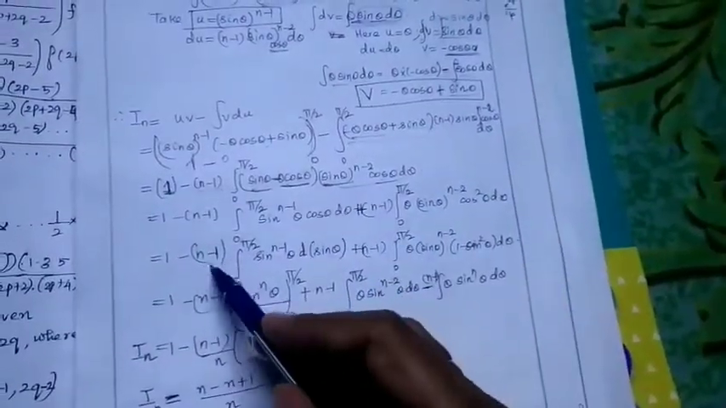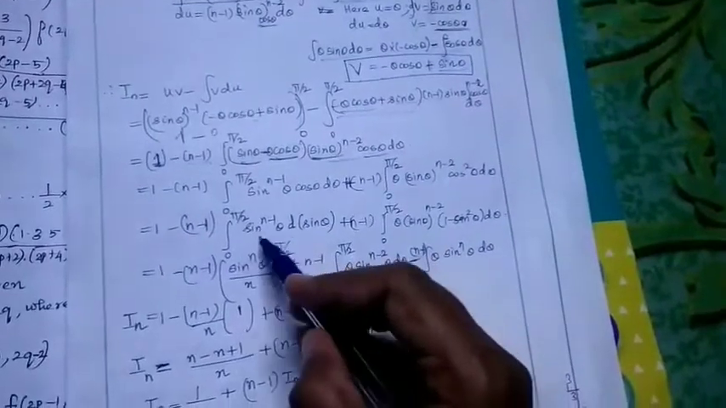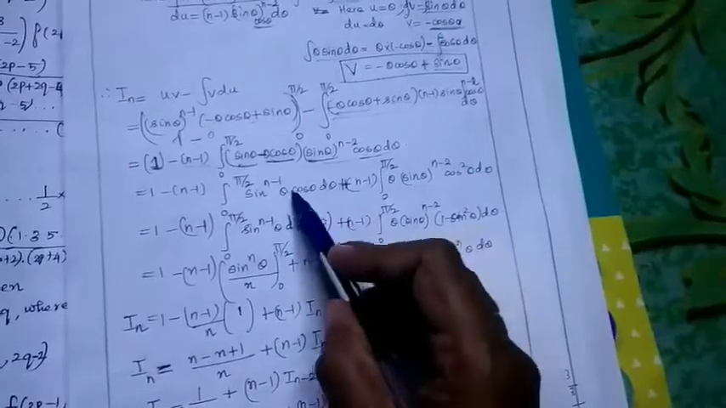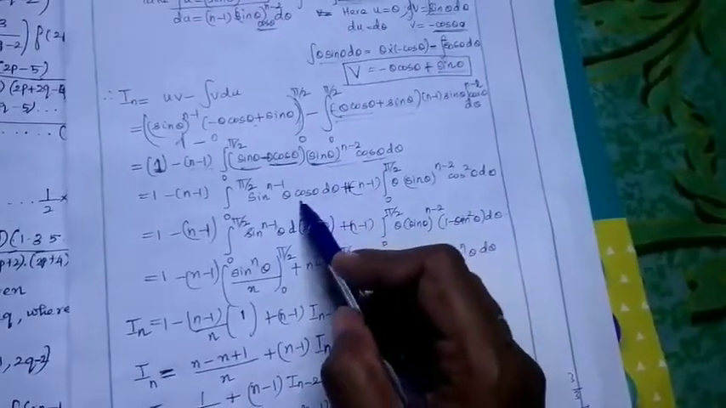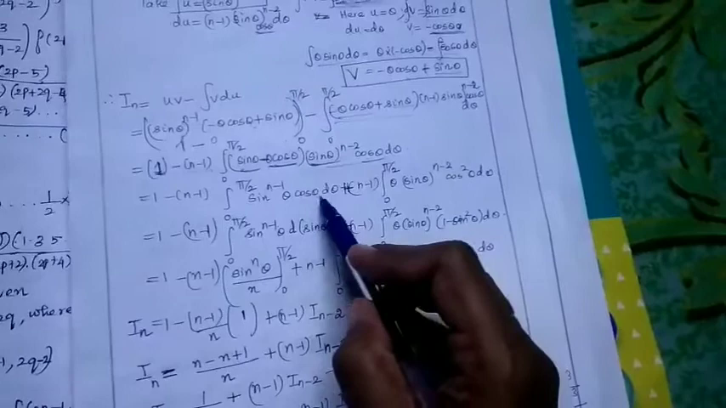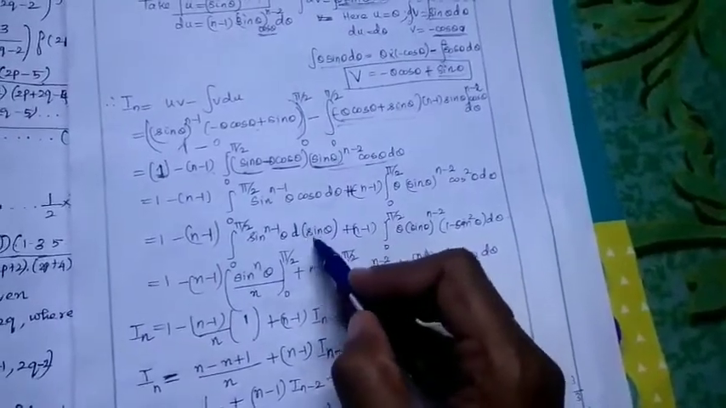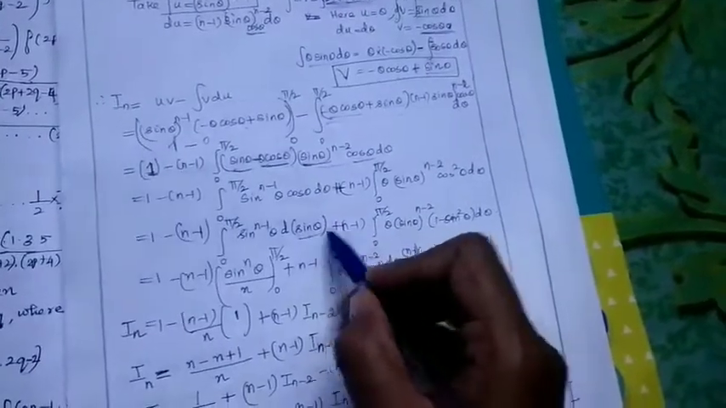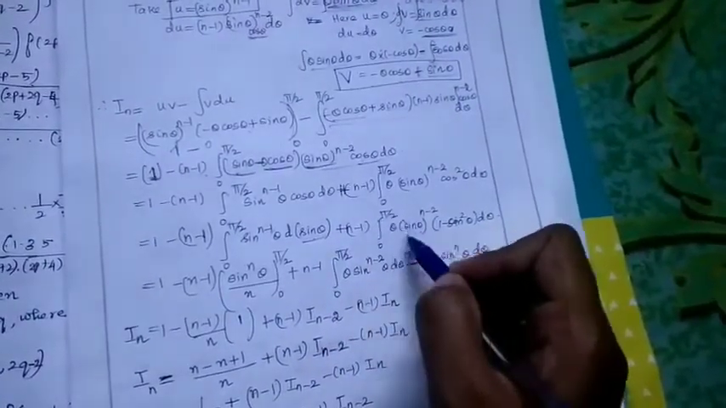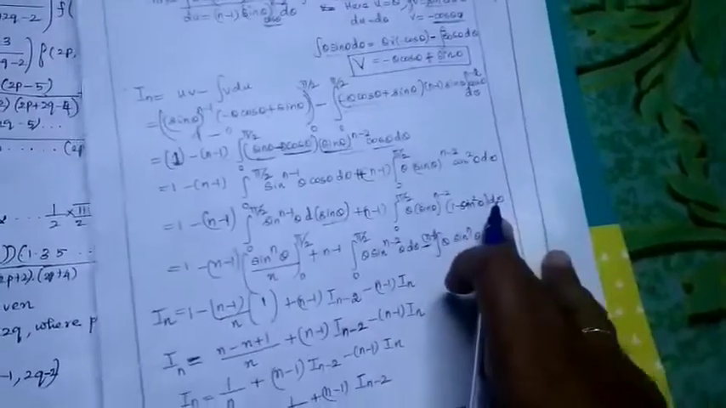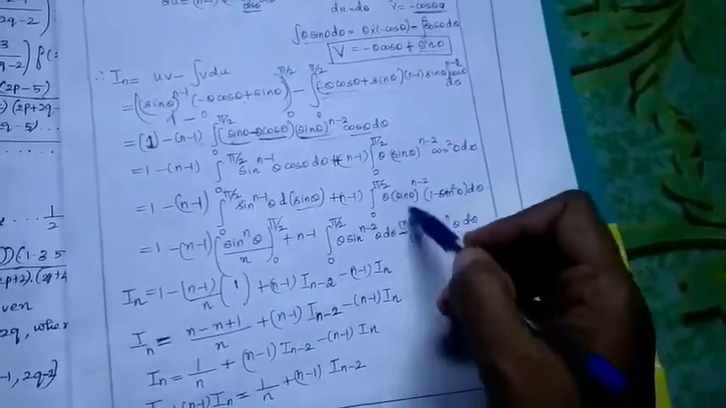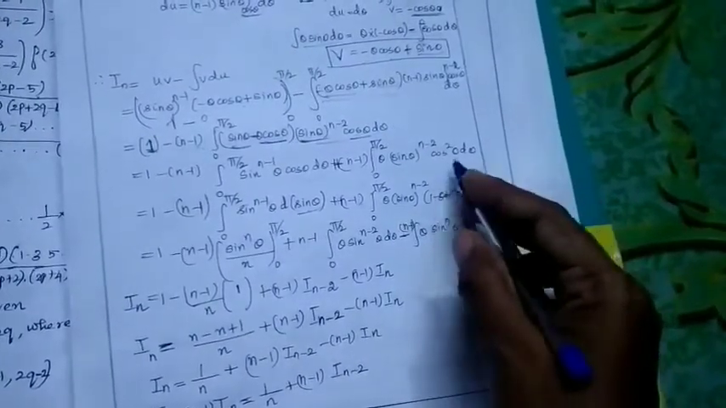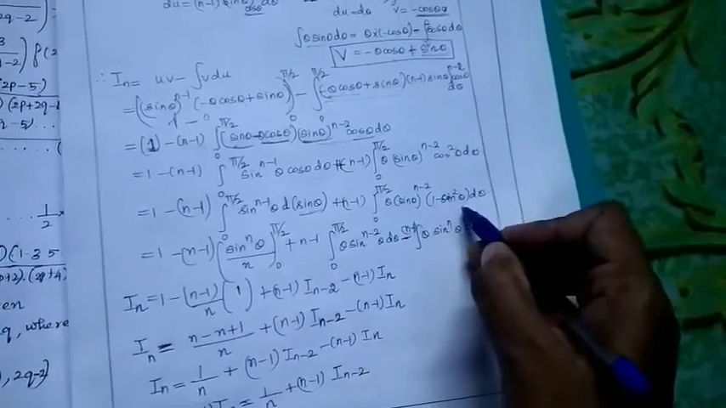right? So 1 minus n minus 1 integral 0 to pi by 2 sin power n minus 1 theta cos theta d theta, right? Cos theta d theta can be written as d of sin theta, plus n minus 1 times 0 to pi by 2. Since we have been given the formula only in terms of sin theta, I am changing this cos square theta in terms of sin square theta. So cos square theta can be written as 1 minus sin square theta.